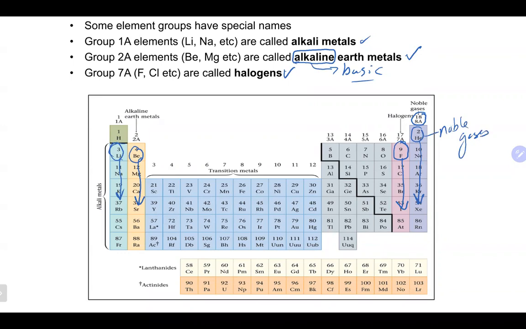So in addition to obviously knowing the different groups, you do need to know these names and where they are located on the periodic table. Again, alkali metals group 1, alkaline earth metals group 2, the halogens group 7, and the noble gases there in group 8. Any questions on that there?